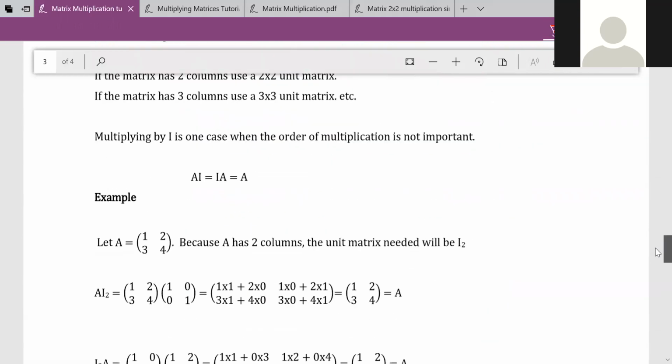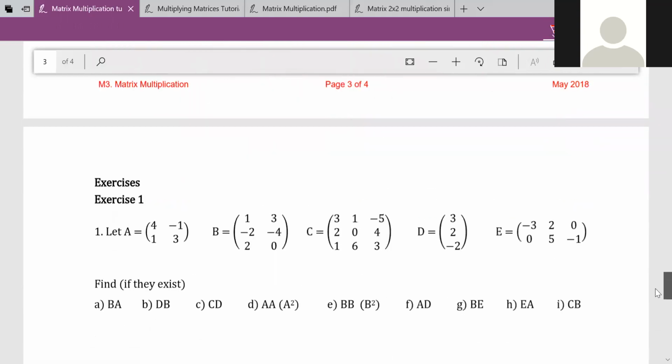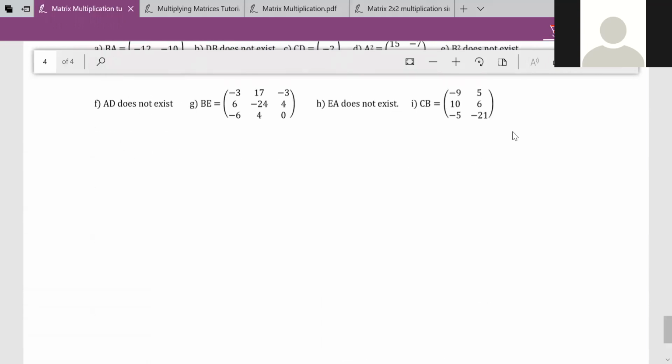Let's look at a couple that we can do together. You scroll down to a few samples here.